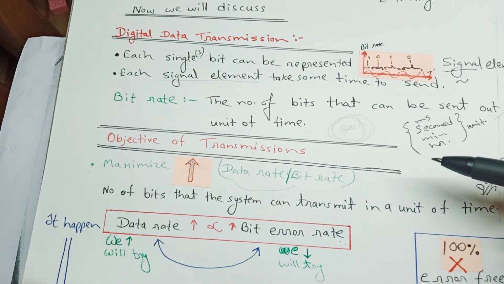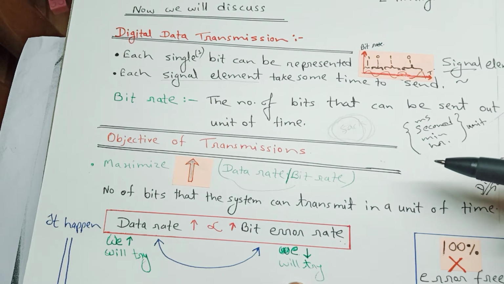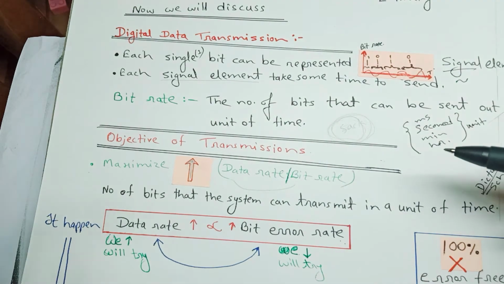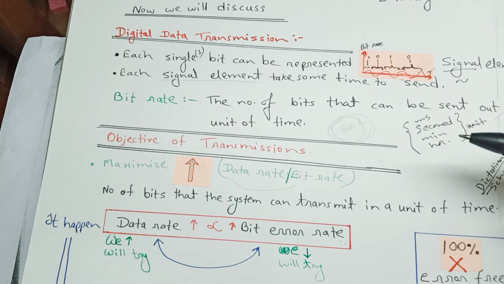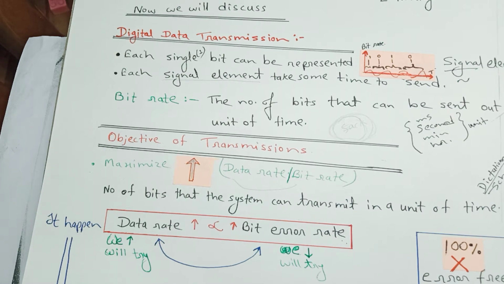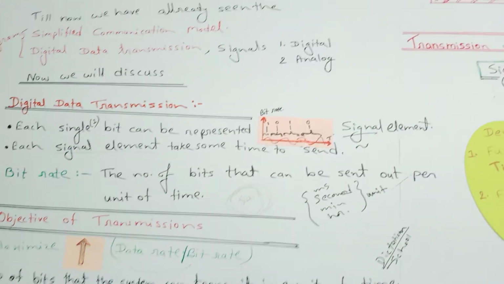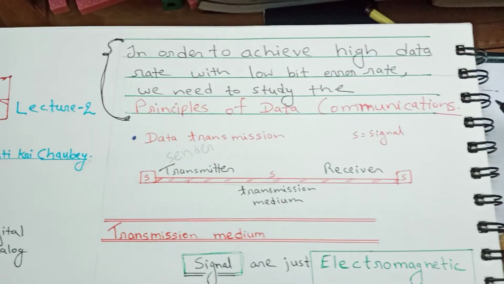But our effort is to increase the data rate and decrease the error rate. Okay, it is clear. Objective of transmission: why transmission, and what is the objective of transmission? This is in this slide, you can see that. Now we will proceed to the next point.